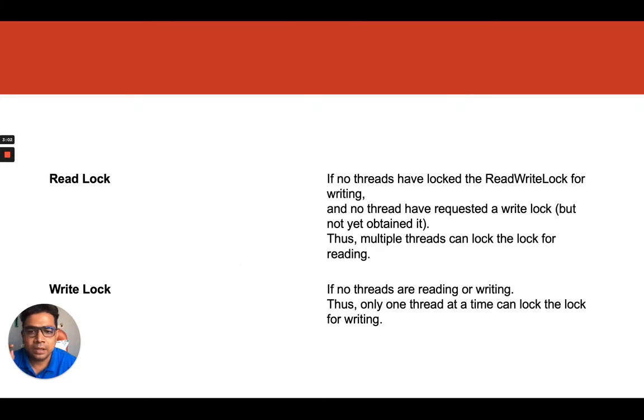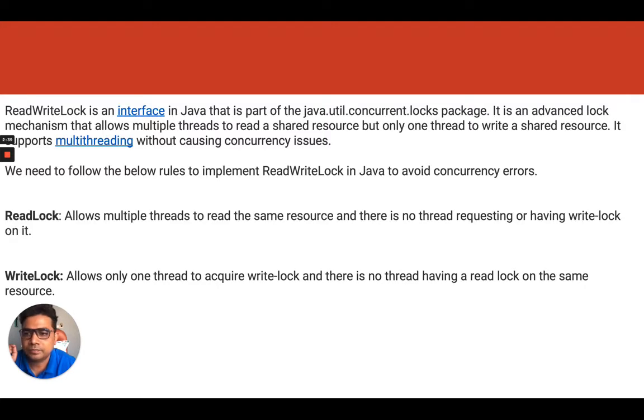For the read lock, if no threads have locked the read-write lock for writing, and no thread has requested a write lock but not yet obtained it, then multiple threads can lock the lock for reading. So we can have more than one thread reading the resource. And for writing, the rule is that if no threads are reading or writing, then only one thread at a time can lock for writing.